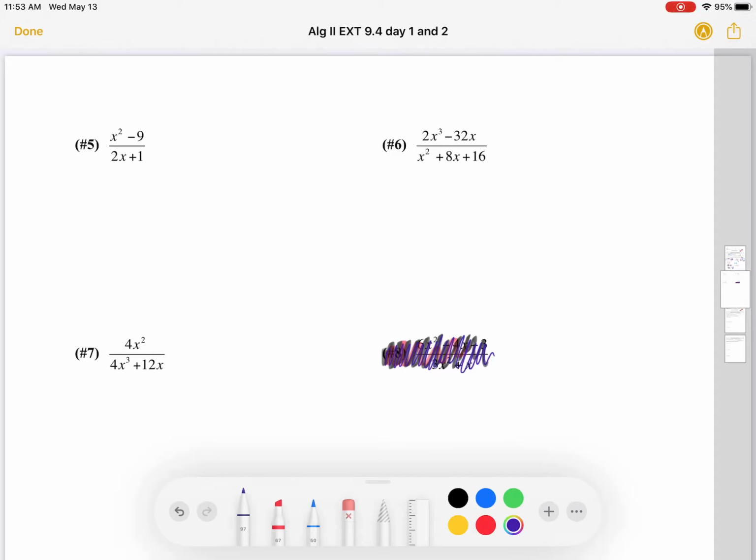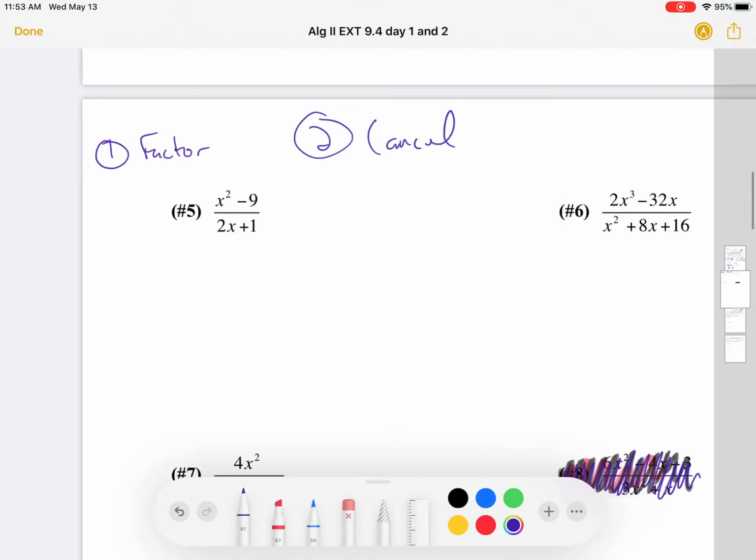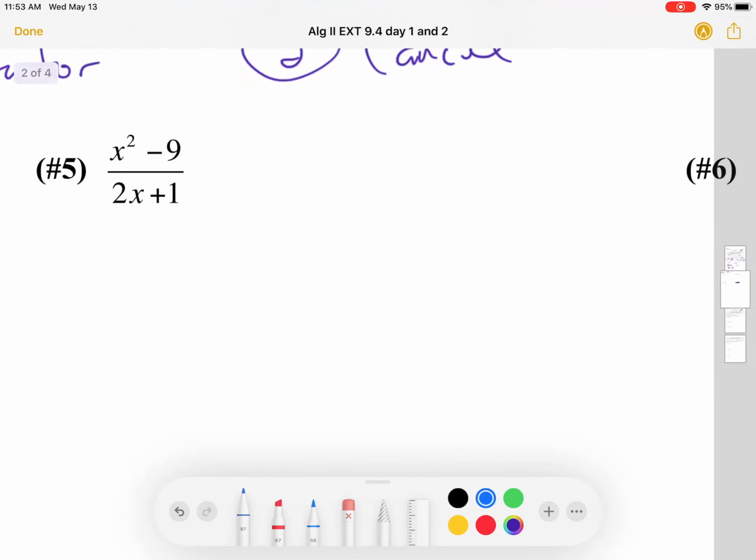Everybody, we're back for the second part of the 9.4 day one notes. More or less the same. The name of the game is going to be factor what we can and then cancel things that look the exact same. So let's start with number 5 right here.